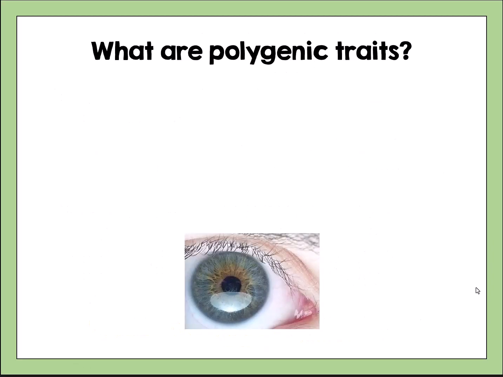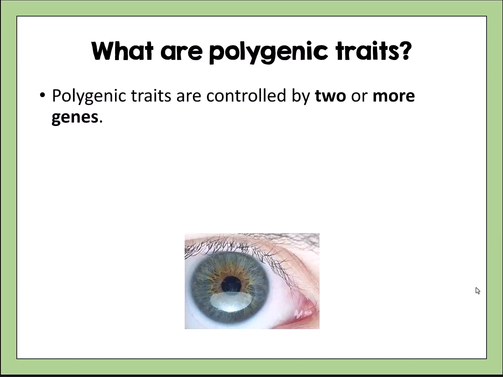Polygenic traits are just as you might guess from the word polygenic. Poly means many, genic meaning genes. So these are traits that are controlled by two or more genes.